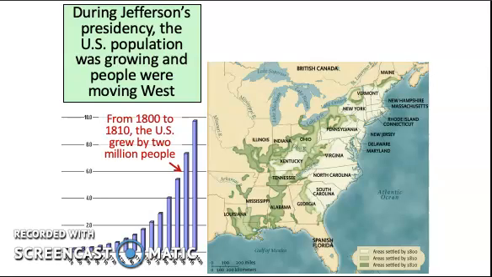All right, so during Jefferson's presidency, we see the U.S. population growing. On the graph on the bottom left, from 1800 to 1810, we grow by 2 million people. Between 1800 and about 1850, we are doubling every 25 years. The U.S. is growing by leaps and bounds. And on top of that, people are moving west. And new states are being added all the time.